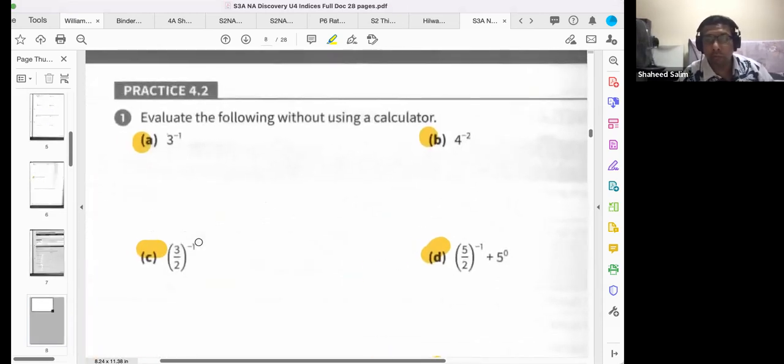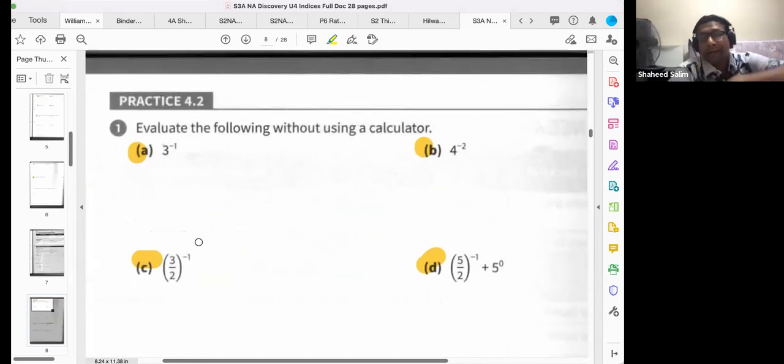This is all from your book now. Last year. Okay, I need to go, but we need to try to go through as fast as possible. This one, you no need to. Okay, never mind. You try all 4. Once you finish one, you tell me. You finish another one, you tell me. They want you to evaluate, find the value.